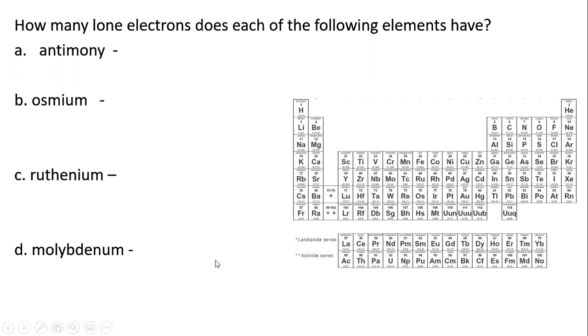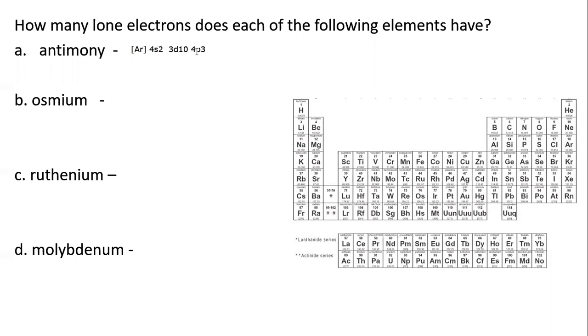So we have antimony, and the best way to do this is first by starting off writing the electron configuration of antimony. So it's going to be argon 4s2 3d10 4p3. Now, as far as 4s2 3d10, these are completely filled orbitals, so you can imagine there's not going to be any lone electrons in those. Those are all paired up.